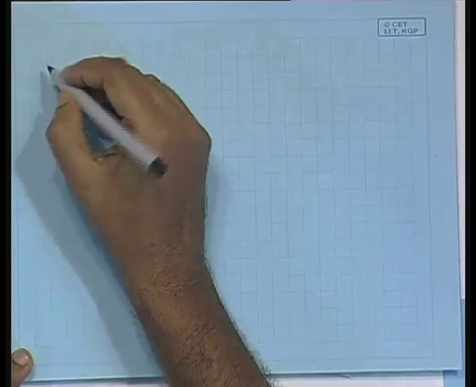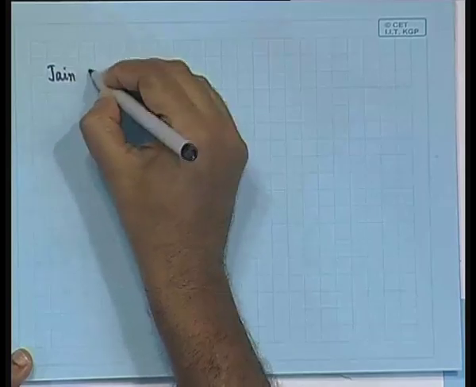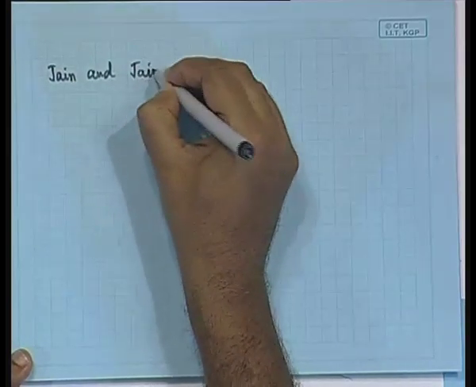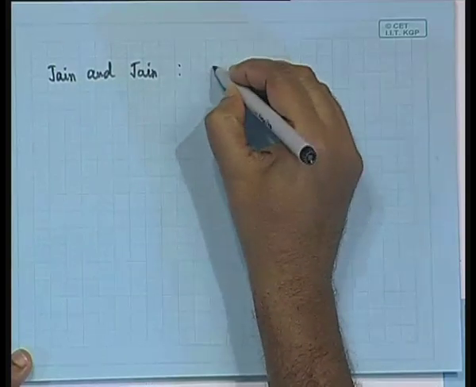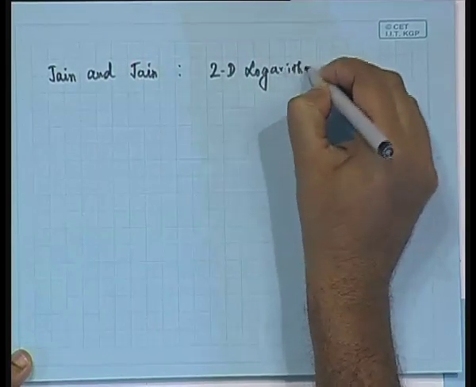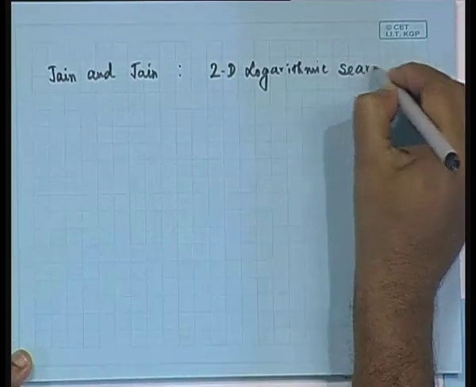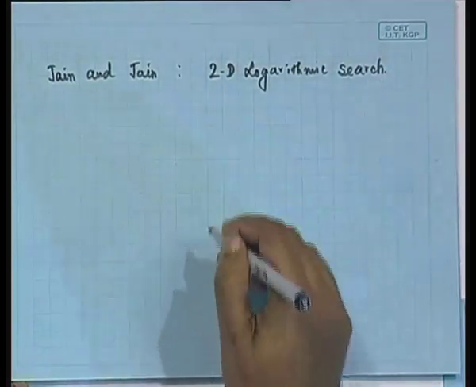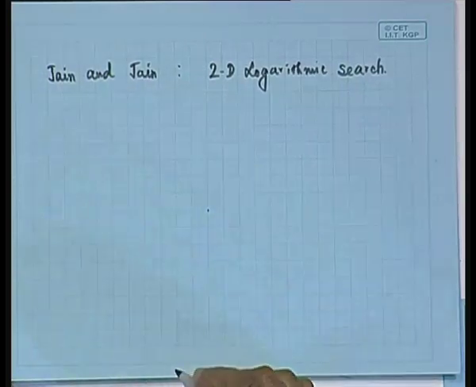Anyway, with the basic assumption that for most of the images this heuristic would hold good, some efficient search techniques, suboptimal search techniques or quick search techniques can be described. And one of them is what has been described by Jain and Jain. Jain and Jain's technique is referred to as 2D logarithmic search.